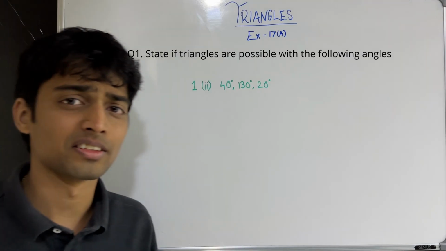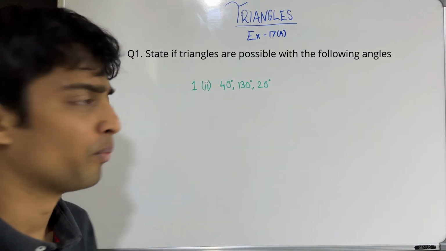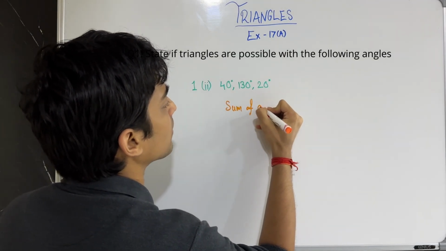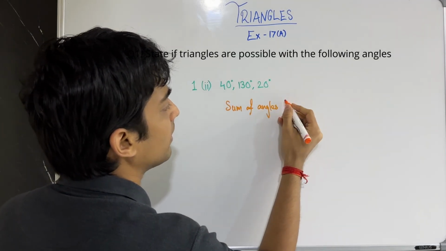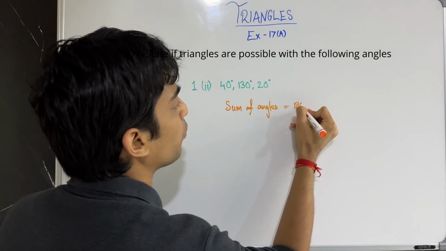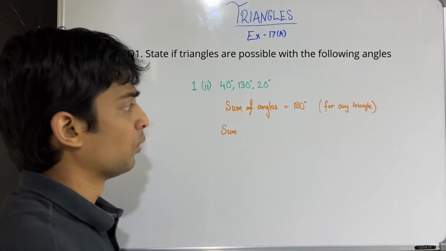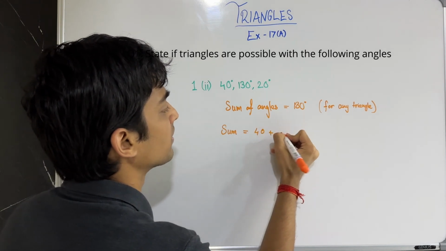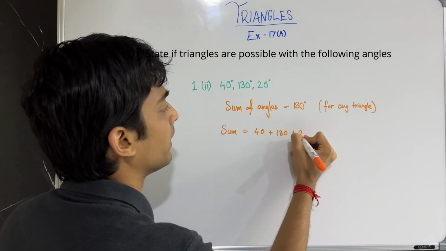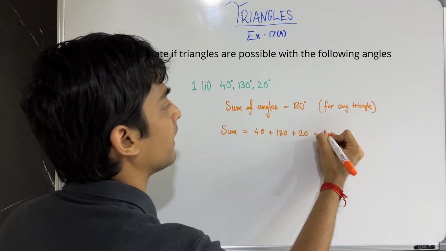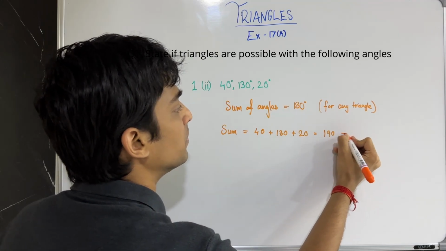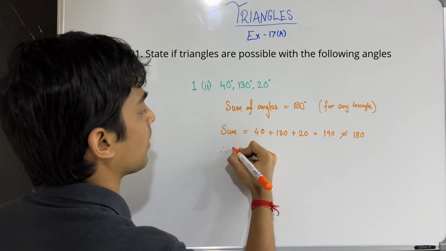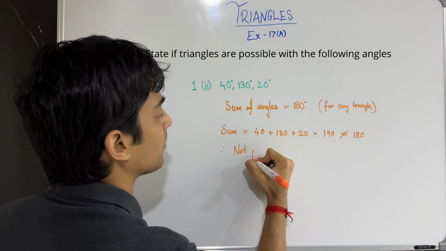Let's start. First sum. We know that the sum of angles in a triangle adds up to exactly 180 degrees. Let's find the sum. So we have 40 plus 130 plus 20, which is 190, which is not equal to 180. Therefore, not possible.